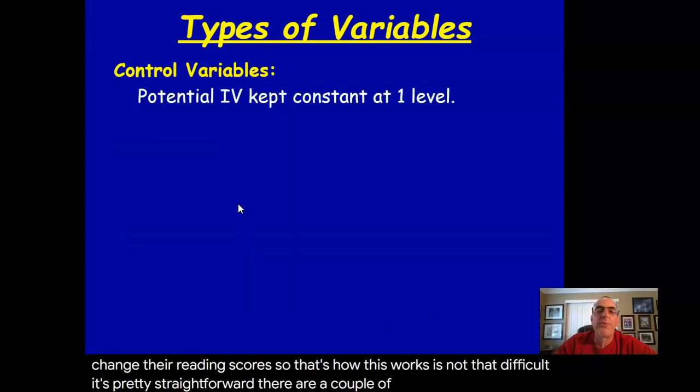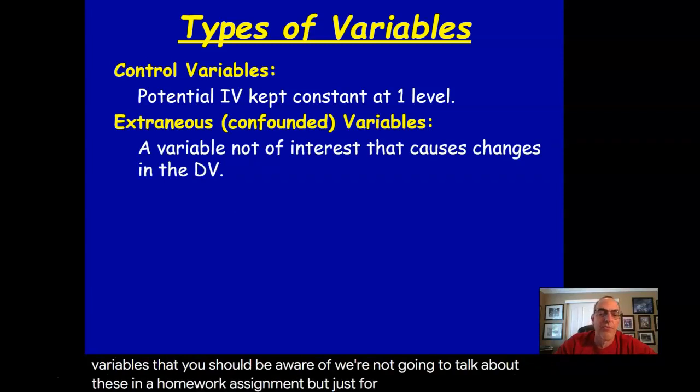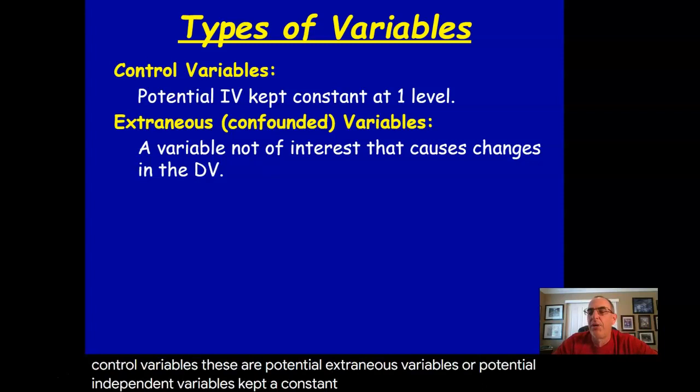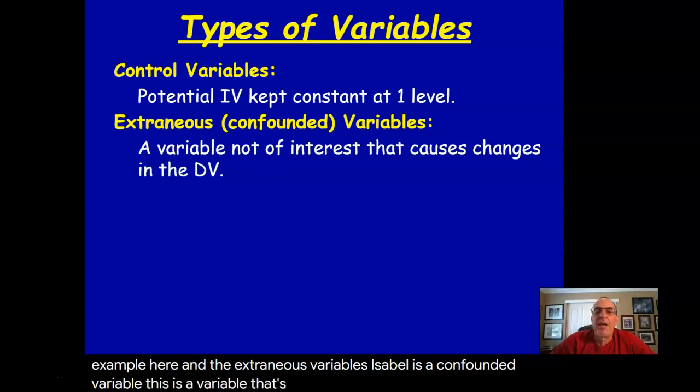There are a couple of other types of variables that you should be aware of. We're not going to talk about these in a homework assignment, but just for future reference, we have control variables. These are potential extraneous variables or potential independent variables kept constant at one level. So I'll give you an example here. An extraneous variable is a confounding variable. This is a variable that's not of interest that can cause a change in the dependent variable.